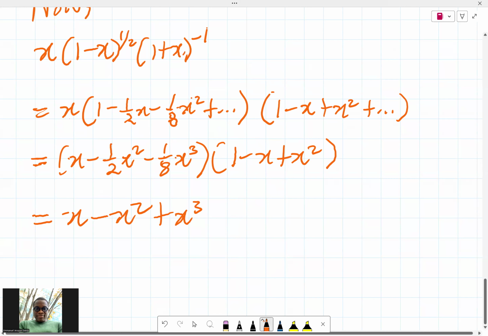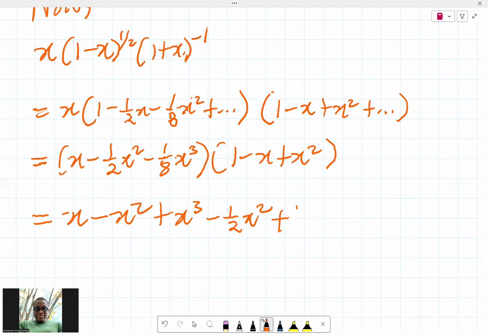Then the next one, we have minus half x squared times 1. That's minus half x squared. Minus half x squared times minus x, that's minus minus, so that is plus half x cubed. If we go further, we have x raised to power 4, which as we've agreed we don't need. So let's stop here. And then for the last one now, we have minus 1 over 8 x cubed times 1. That's minus 1 over 8 x cubed. Of course, that still continues.